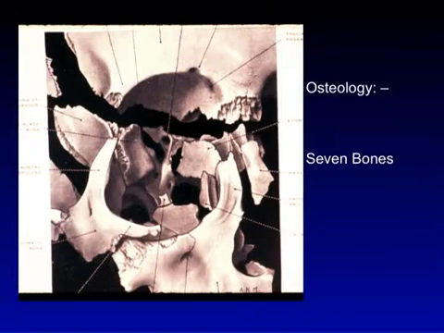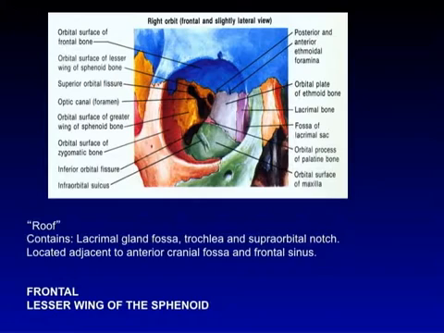So try to think about the osteology and break it up into the 7 parts, the 7 bones. Okay, and you'll be able to organize it in your mind a little bit better. The goal in this bony anatomy is to think about how the bony anatomy actually relates to the non-bony anatomy. So starting off with the roof, it contains the lacrimal gland fossa and the trochlear supraorbital notch. It's adjacent to the anterior cranial fossa and frontal sinus.